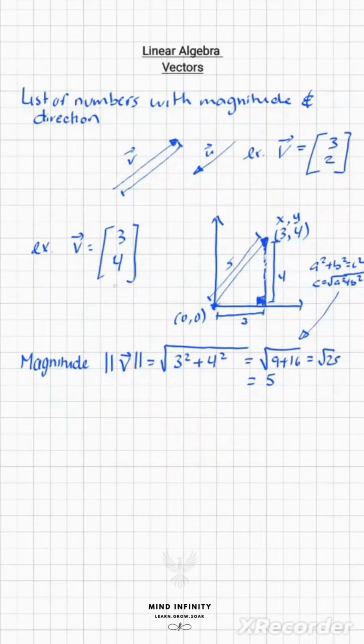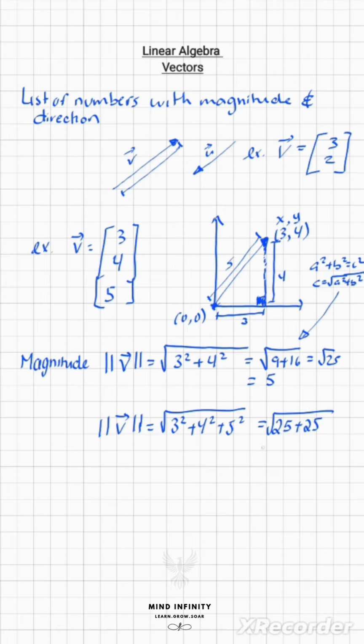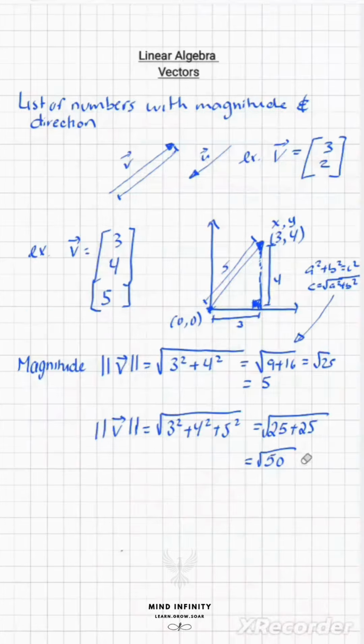Now if I were to add an extra dimension, then the formula would be similar. It's just the square root of 3 squared plus 4 squared plus 5 squared, which is 9 plus 16 plus 25, equal to the square root of 50, which is basically 5 square root 2.